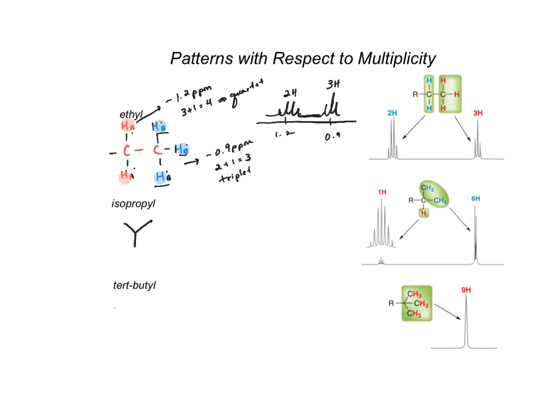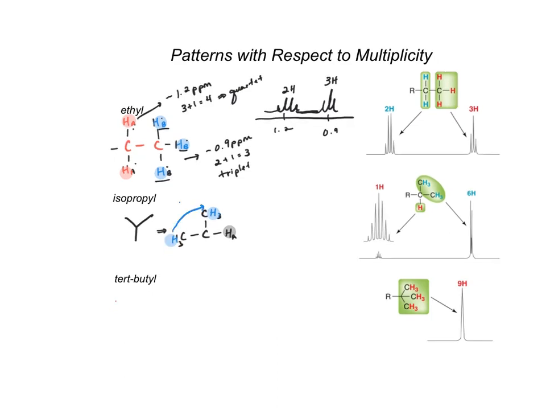So if I draw isopropyl using bond line, it looks like the Y. If we drew it using a Lewis structure instead, we have a methyl group, and then a methine proton. And we can note that this methine proton is its own separate thing. It's not equivalent to the other protons here. But these guys, these 2 methyl groups, these guys are equivalent to each other, right? So these guys are equivalent, right? So they're going to give rise to one signal.